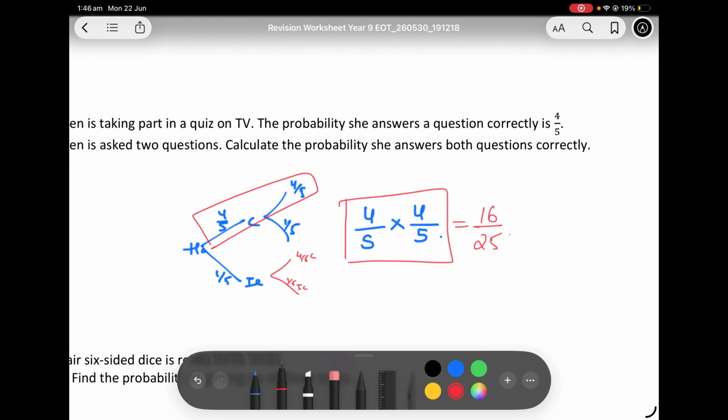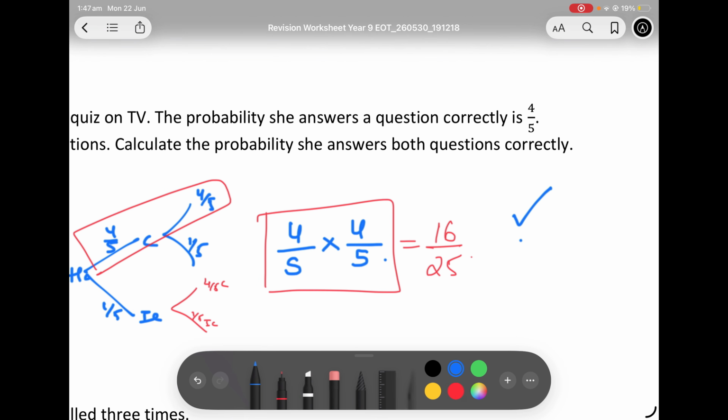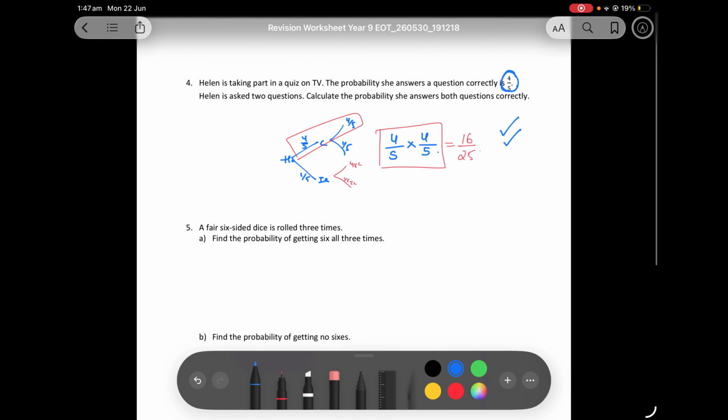And you may say, what is this, miss? This is the question that has been given by the teacher, not me. When they are talking about two things happening one after the other, the first event happens and the second event happens again, then you take the same probability and multiply it twice, is what you need to remember.